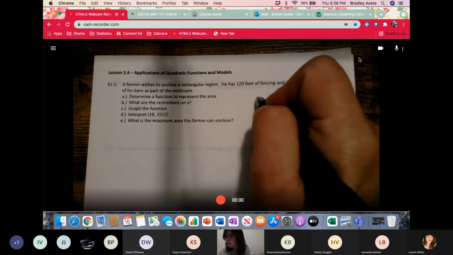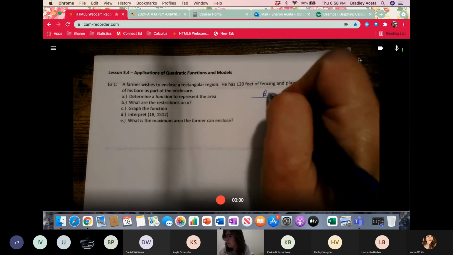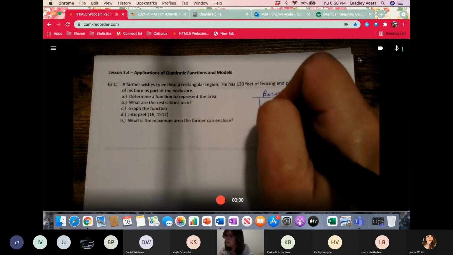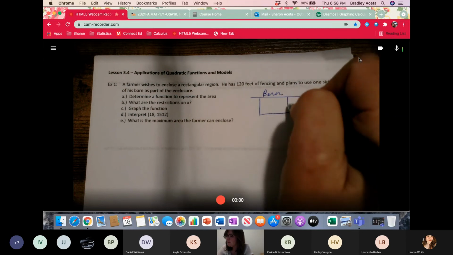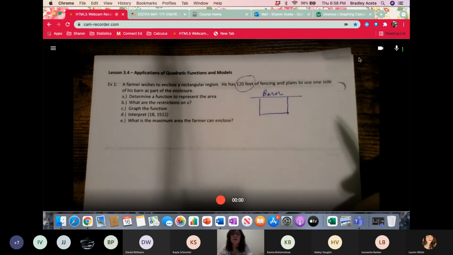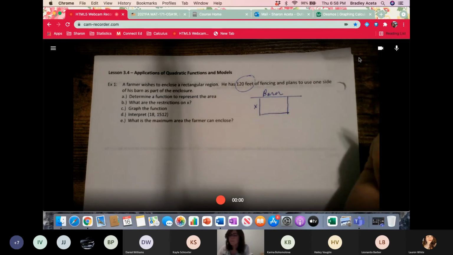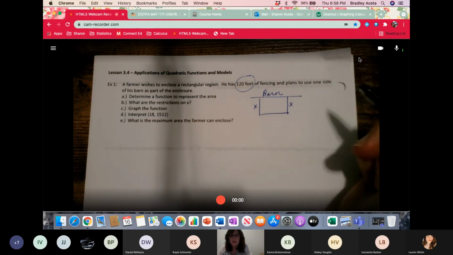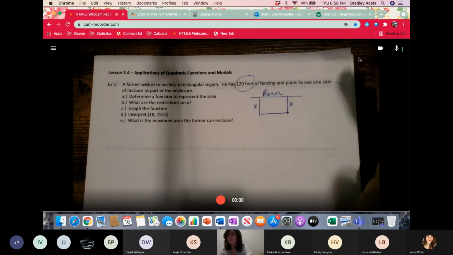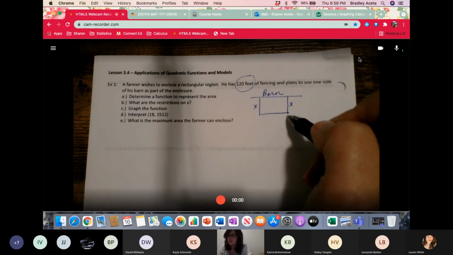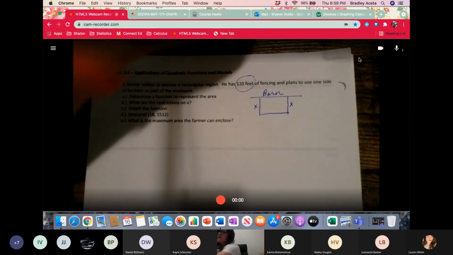So I would like to draw this because I think it's important that you understand what we're talking about. I have this barn, and he is going to put a fencing around it. And we were told the fencing is 120 feet. So I know I can call this side x. Then I can call this side x, right? Because it's rectangular, so it's got the same on both sides. If this was 10, this was 10. How would I figure out this?